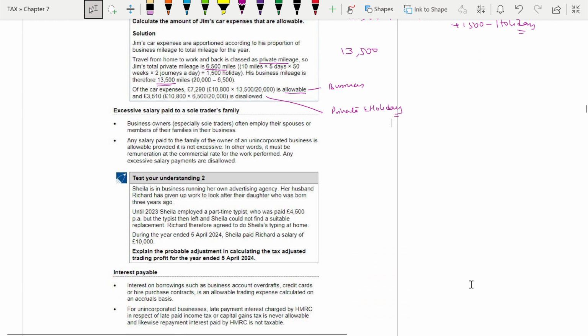Yes. Now, what is the second one? You can do it on your own. Sheila is running her own advertising business. Her husband Richard has given up work to look after their daughter, who was born 3 years ago. Until 2003, Sheila employed a part-time typist who was paid 4,500. But the typist left, and Sheila could not find a suitable replacement. Richard therefore agreed to do Sheila's typing at home. During the year, Sheila paid Richard a salary of 10,000.